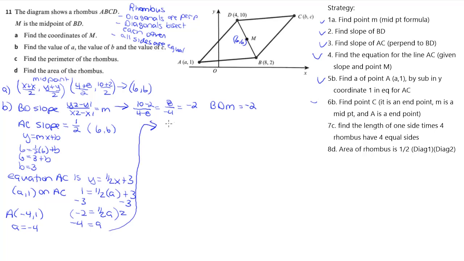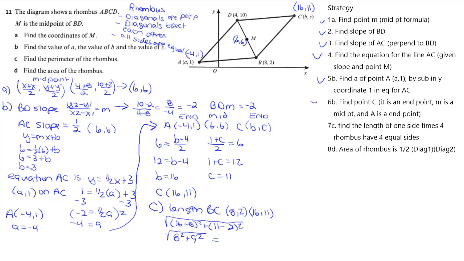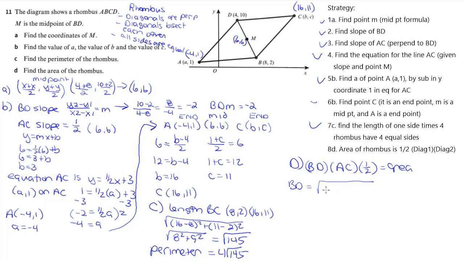If I'm going to go ahead and find the other point C, I've got an endpoint and a midpoint. I need to find the other end. So all I do is use the midpoint formula backwards, and I find out that point C is (16, 11). Then to find the perimeter, I use the distance formula for one side and multiply it times 4.